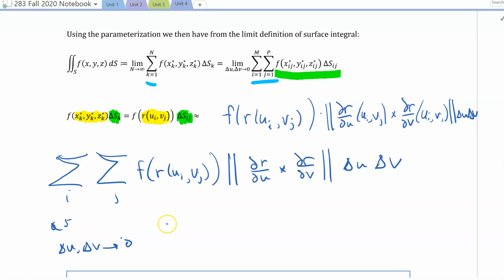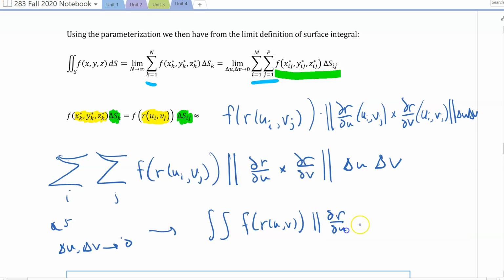This whole expression is going to turn into, well, the double sum is going to turn into the double integral, and we're going to replace delta u and delta v. That's going to be du dv, or dA, and then we're going to have f of r of u v times the length of the cross product of the partial derivative vectors, and then that will be with respect to area. So dA here, we're thinking about dA as replacing delta u times delta v. All right, and that's the result. And then we got the formula in the box that I'm going to show now.